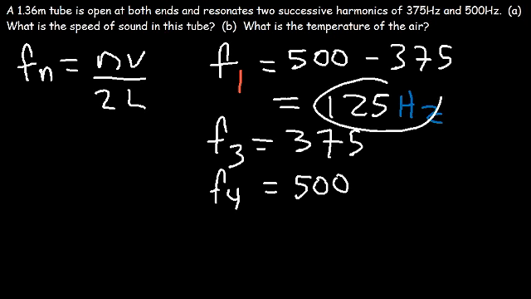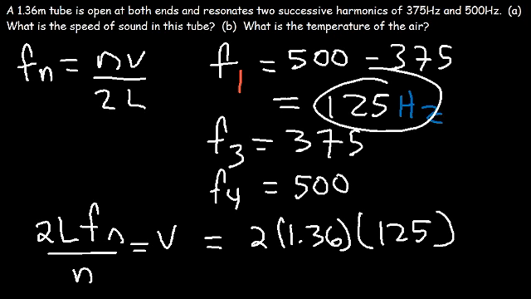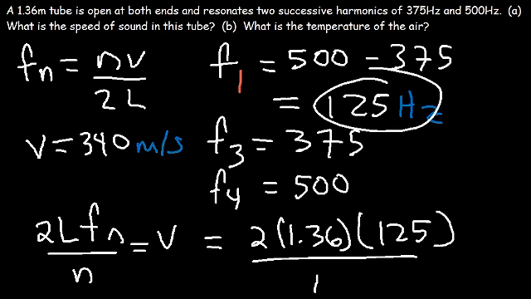So now that we have the fundamental, what's the speed? If you want to rearrange the equation, it's going to be 2L times the frequency divided by n. That's going to be v. So it's 2 times the length of the tube, which is 1.36, times the fundamental frequency, which is 125, and n is 1. So the speed of sound is 340 meters per second. So that's the answer to part A.